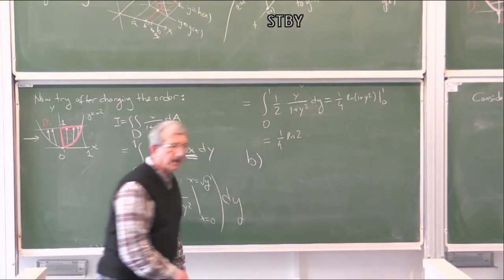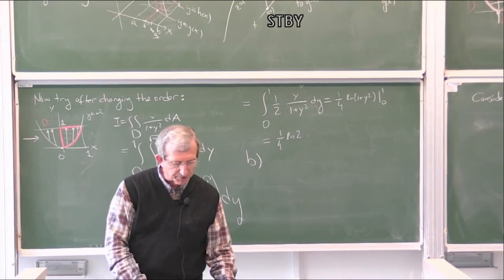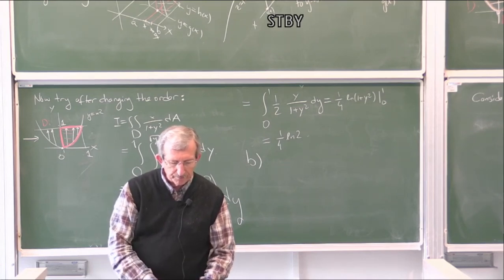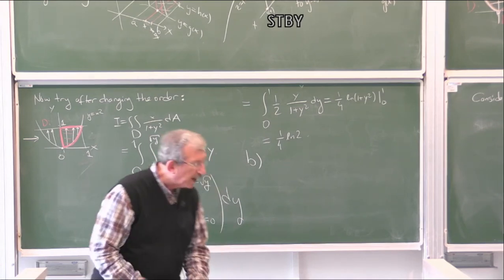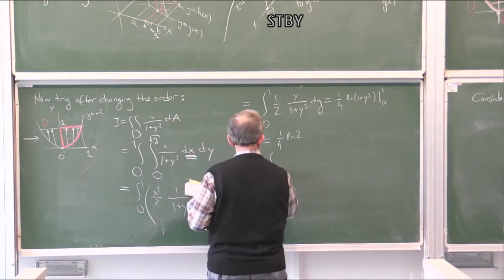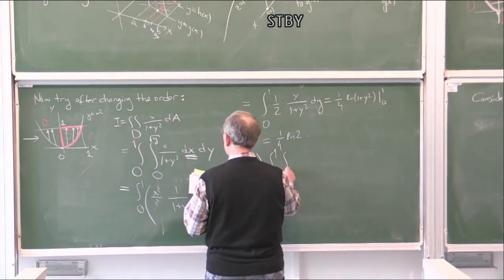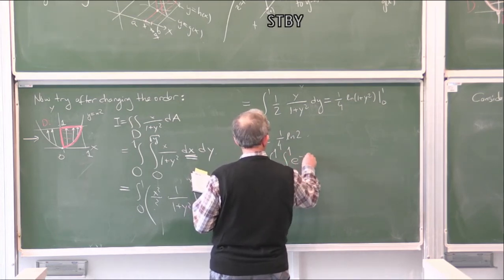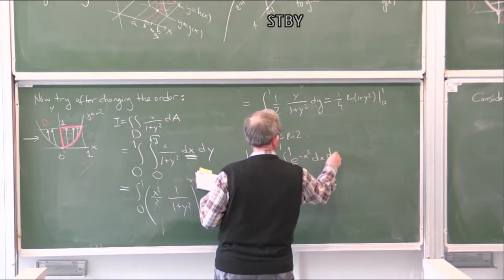As a second example, this is a very classical one. Let us consider now the integral 0 to 1 of y to 1 of e to the minus x squared dx dy.